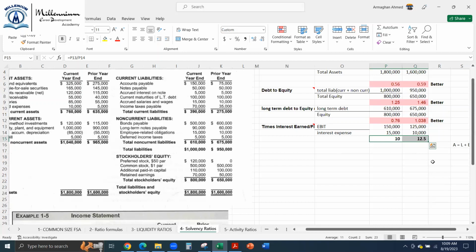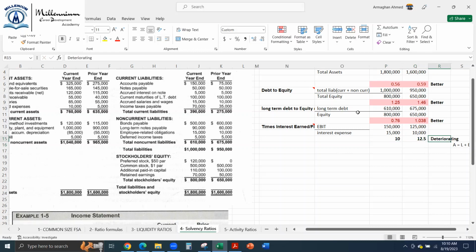I said earnings before interest and tax and the interest expense. So it is reducing. If for $1 of interest we had $12.5 of profit, now for $1 we have only 10. So it's deteriorating, right? Yes, it is reducing.